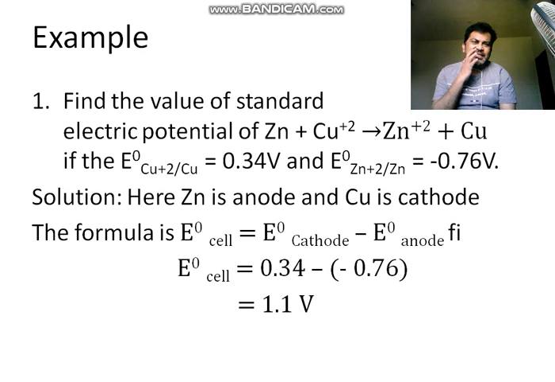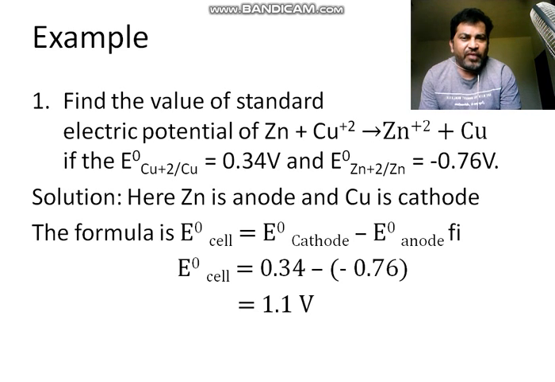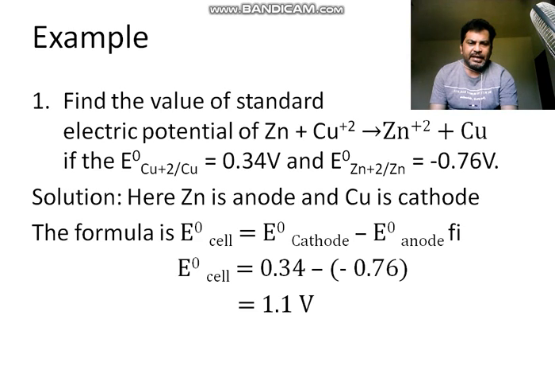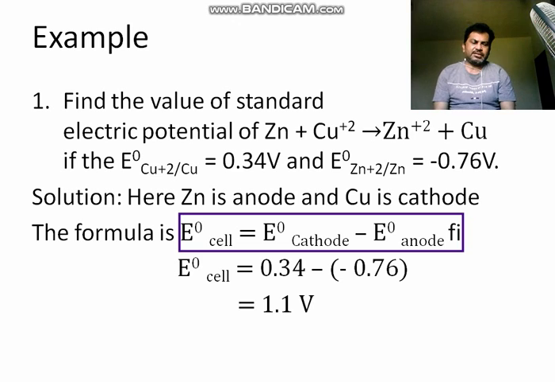And how will you do this? So for example, here find the value of standard electric potential of Zn plus Cu 2+, that gives Zn 2+ plus Cu, if the standard electric potential of copper is 0.34 volt and zinc is 0.76. See here we are using that formula. E degree cell is equal to E degree of cathode minus anode.